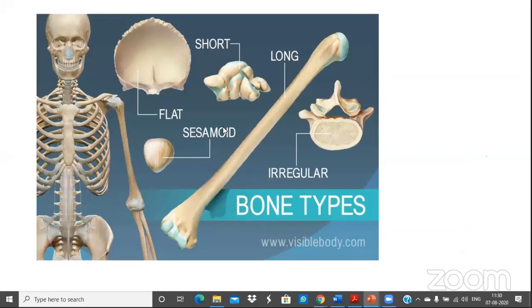Right. These are some types of bone. This is a head bone, a flat bone. Phalanges and tarsal bones are called short bones. Sesamoid bones: the best example of a sesamoid bone is the patella. And this is a long bone, like the femur. This is a spine bone, with an irregular shape. So if they ask you in a question about the different types of bone: flat bone, short bone, long bone, sesamoid bone, and irregular bone.